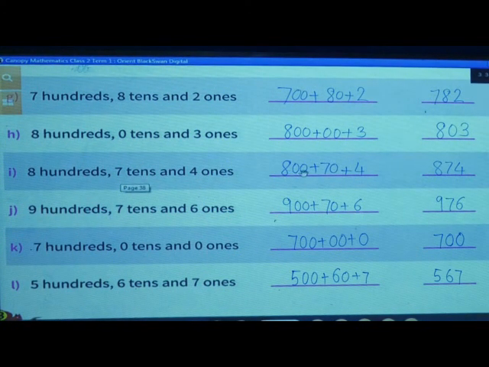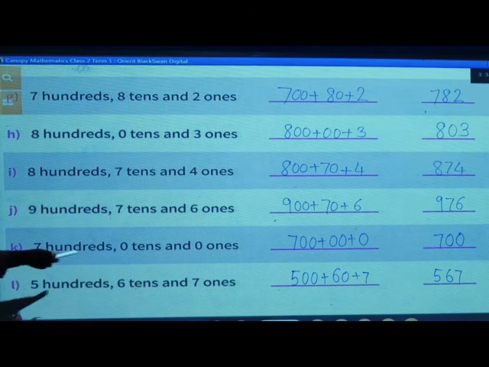So 800 plus 70 plus 4, that is 874. Then 900, 7 tens and 6 ones. So 900 plus 70 plus 6, that is 976. Then 700, 0 tens and 0 ones. Now you will see here tens also 0 and ones also 0. Only hundreds they have given, 700. So you will write 700 plus 0 0 plus 0, that is 700.